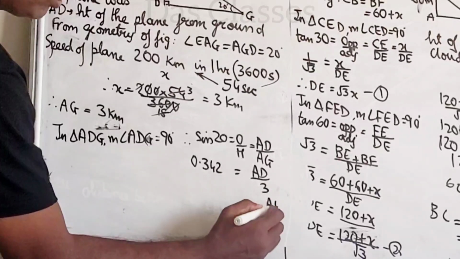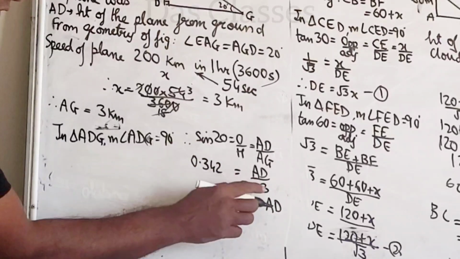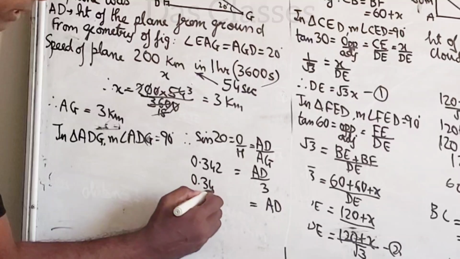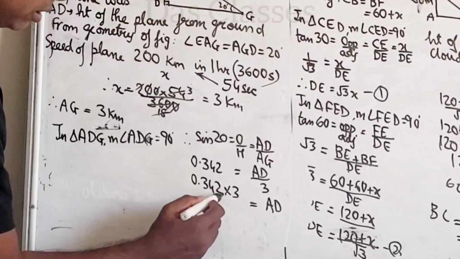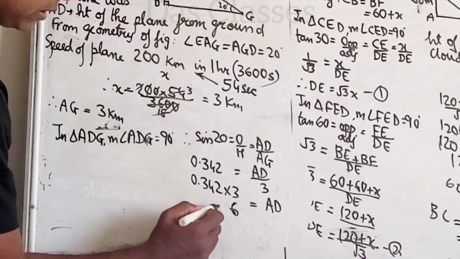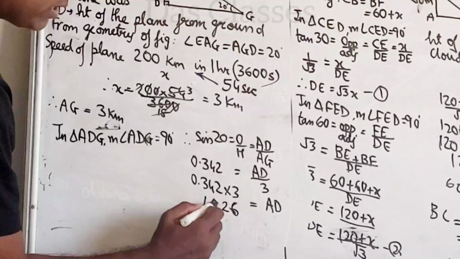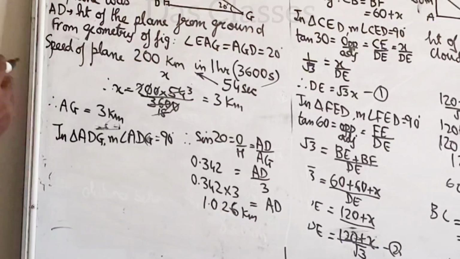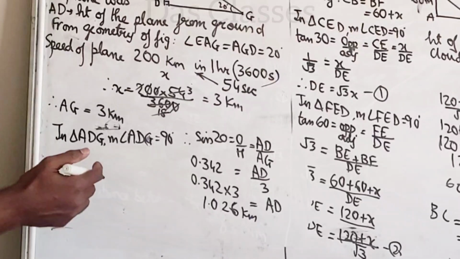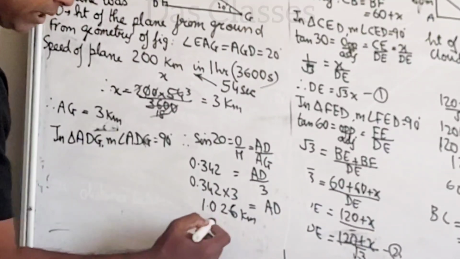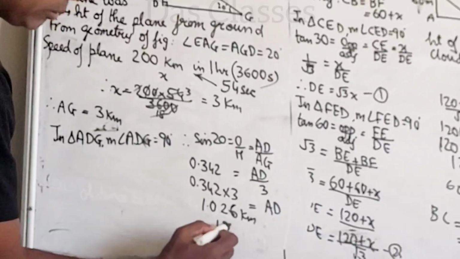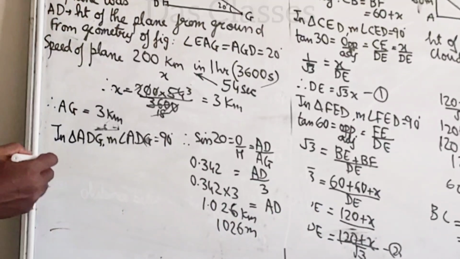So AD is going to be equal to, bring it here, division when it comes to the other side becomes multiplication, so 0.342 into 3. You just multiply, and you will get 1.026 kilometers. If you want to write this in meters, you multiply it by 1000. So 1000 means the decimal moves 3 places to the right, so it will be 1026 meters.